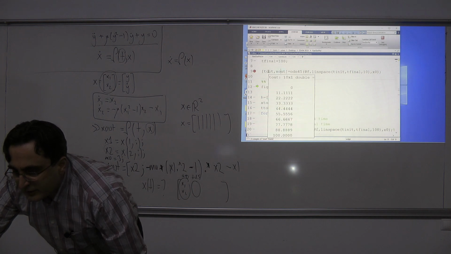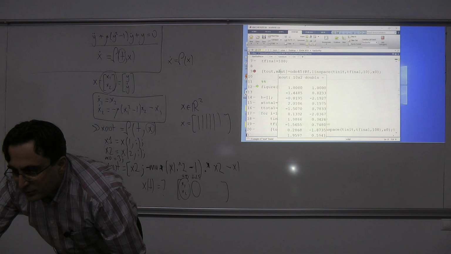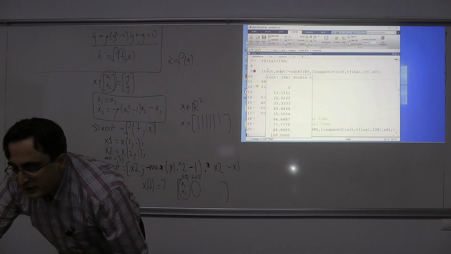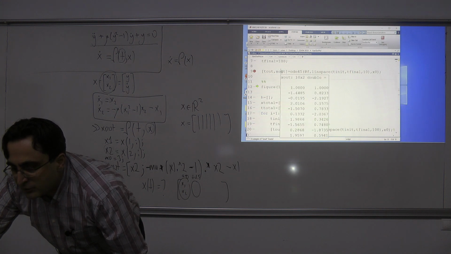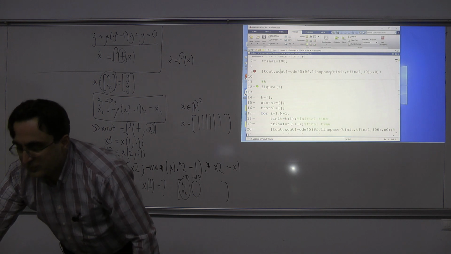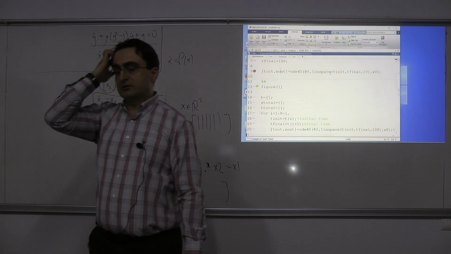Then at each t value, for example, at t is equal to 0, we have our initial condition, 1, 1. At t is equal to 11.1111, we would have the solution minus 1.44 and 0.82. So MATLAB just solved the differential equation at the times that you have requested.